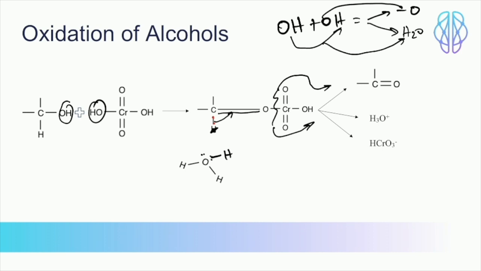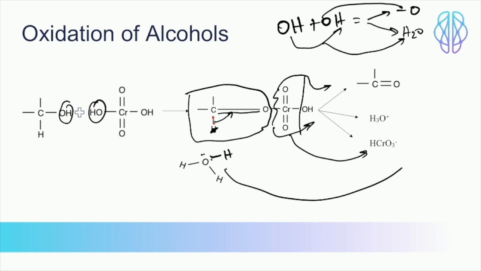So you get three things. You get the ketone that we made, which is this group here. The left of the chromic acid, which I'll show you schematically, which is this, and then you have the H3O plus. So in this way, alcohols can be oxidized with chromic acid.